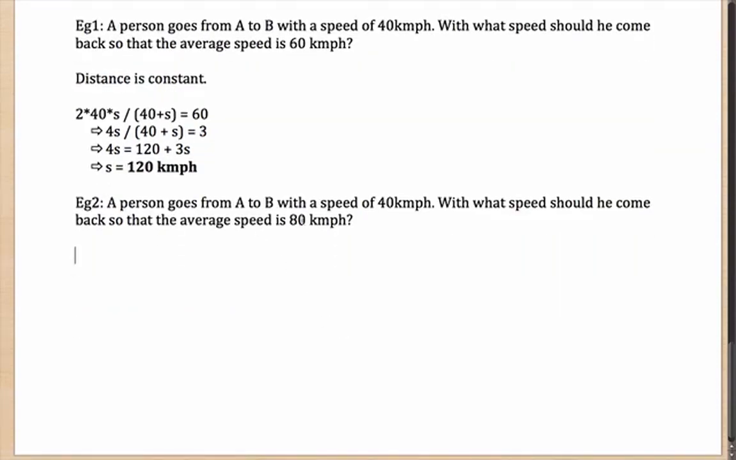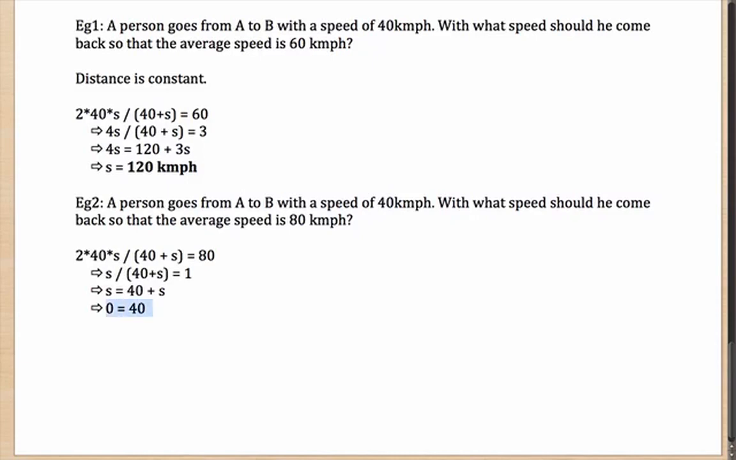A person goes from A to B with a speed of 40. With what speed should he come back so that the average speed is 80 km per hour? Well, very similar question. I'll try and form a very similar equation. 2 into 40 into s divided by 40 plus s, which is equal to 80. Solve the equation. 80 cancels from both sides. You have s by 40 plus s, which is equal to 1, which will give me s is equal to 40 plus s. S cancels from both sides and I get 0 equal to 40.